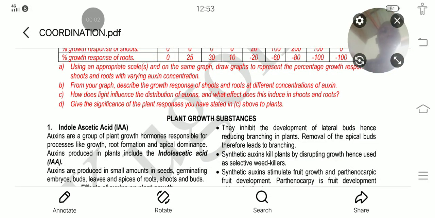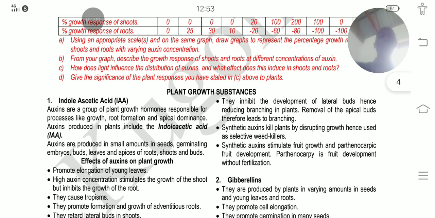So let us also talk about plant growth hormones. Firstly, we have what we call IAA, indoleacetic acid. Auxins are a group of plant growth hormones responsible for processes like growth, root formation, and apical dominance. When I say apical dominance, you understand?